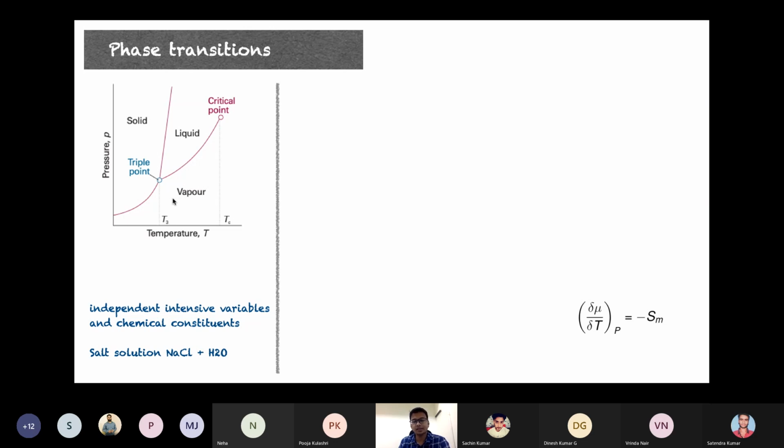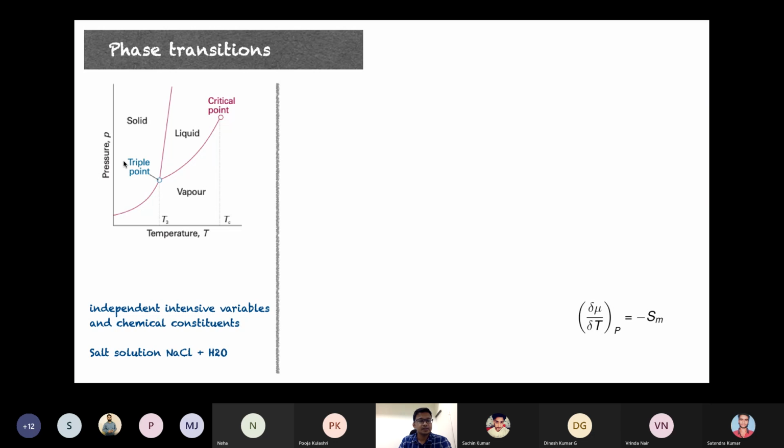In many cases, like in interviews, we often ask students about this phase diagram, and we try to confuse them intentionally, just to understand what kind of knowledge they have. So be careful about this.